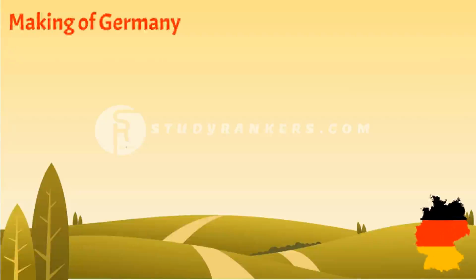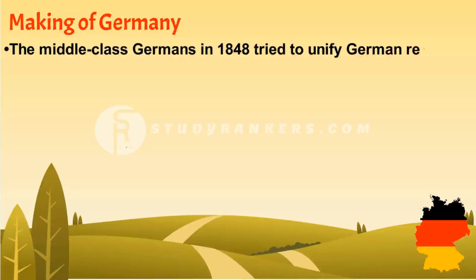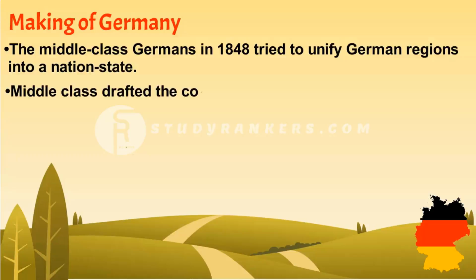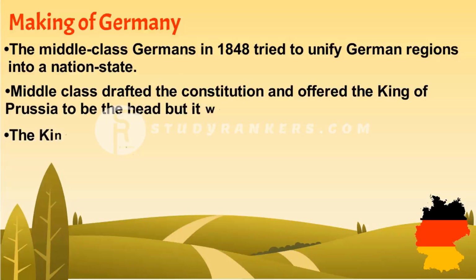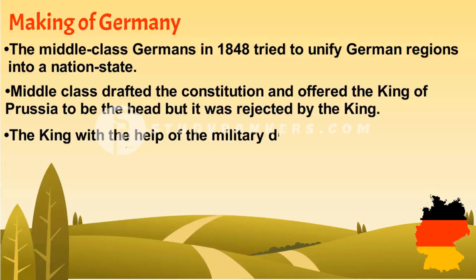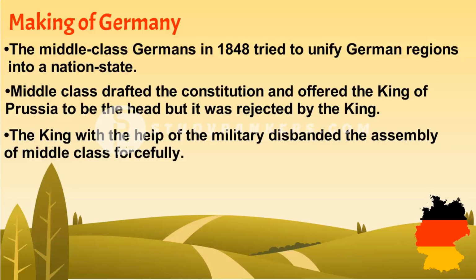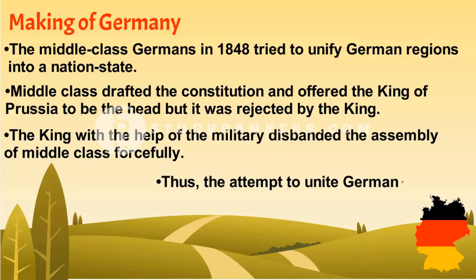So, let's first talk about the nation-building process of Germany. In the previous video, we have already studied how the middle-class Germans in 1848 tried to unify German regions into a nation-state, establishing a constitutional monarchy. The middle class drafted the constitution and offered the King of Prussia to be the head, but it was rejected by the king, and he, with the help of the military, forcefully disbanded the assembly of the middle class. The king was also supported by the large landowners of Prussia, who were called Junkers. Thus, the attempt to unite Germany failed.